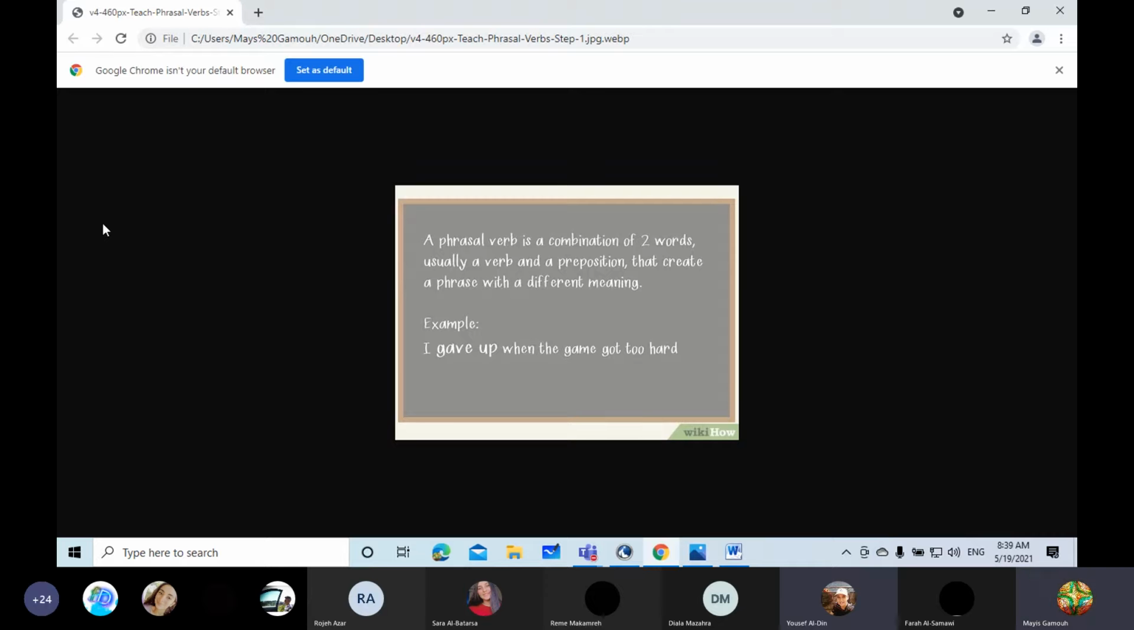Okay, explain the phrasal verb. It contains two words, often or usually the two words are a preposition and a verb. Every word on its own has a meaning, but when we combine them together, they will make a meaningful, new meaning.